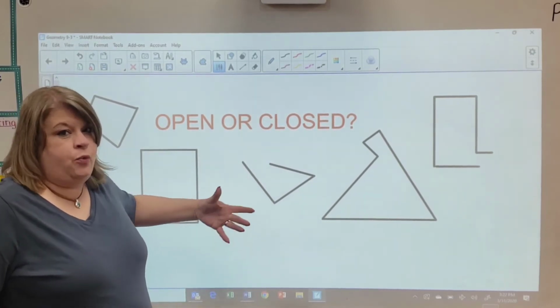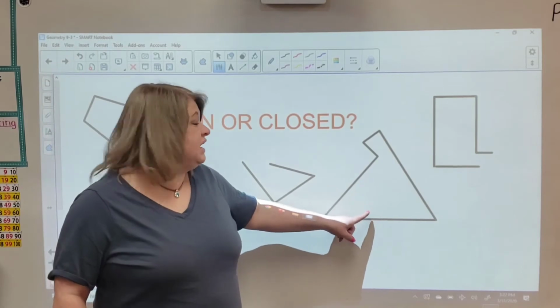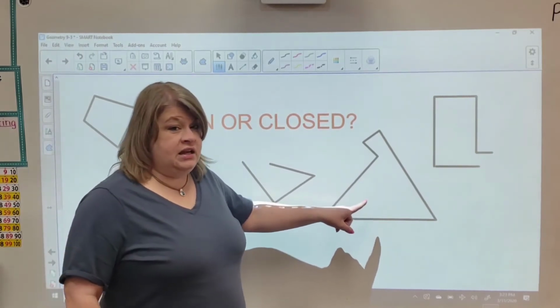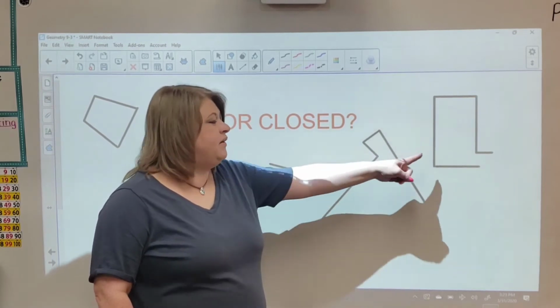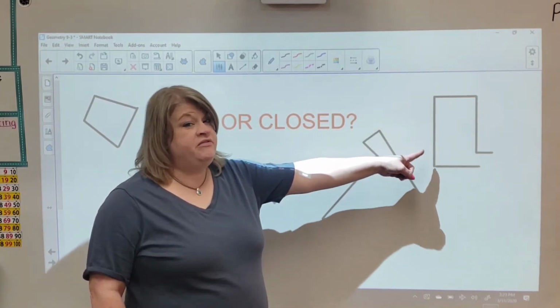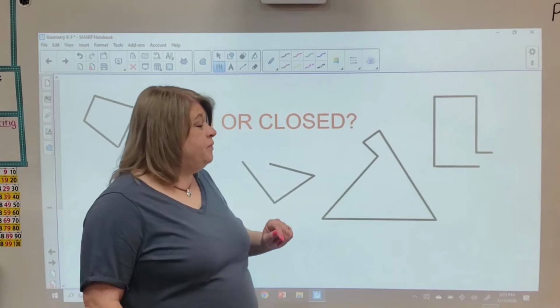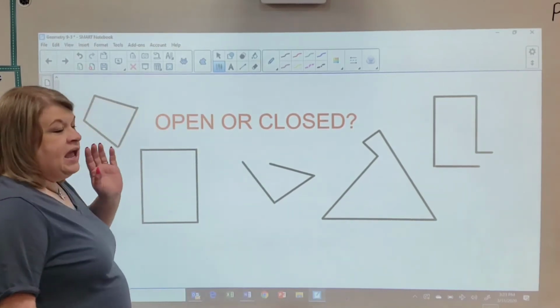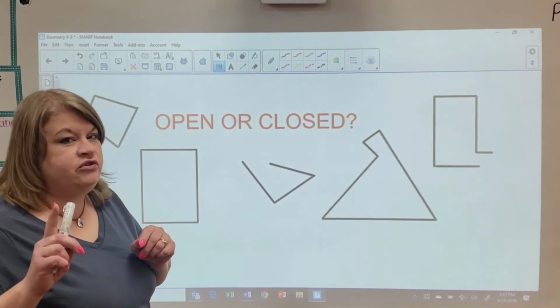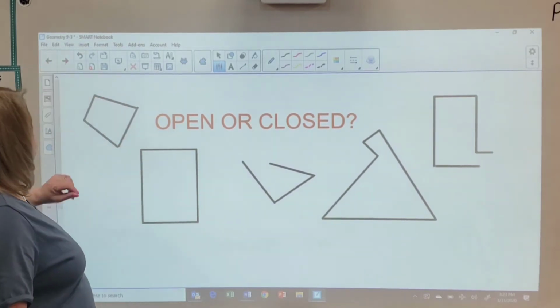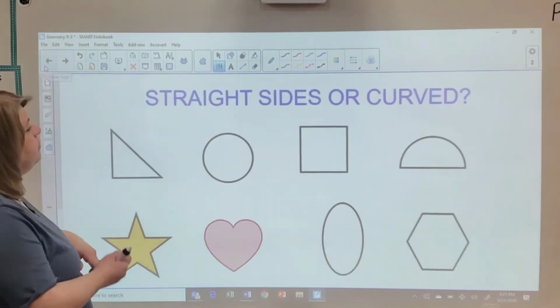It can't be because it's open. What about this one? It's kind of a funny shape. It is closed though. There's no openings. It is closed. What about this? That's an open figure. There's an opening on it. So if it's a polygon, it has to be closed. That's the first thing. We have two more to think about. Let's go to the next one.